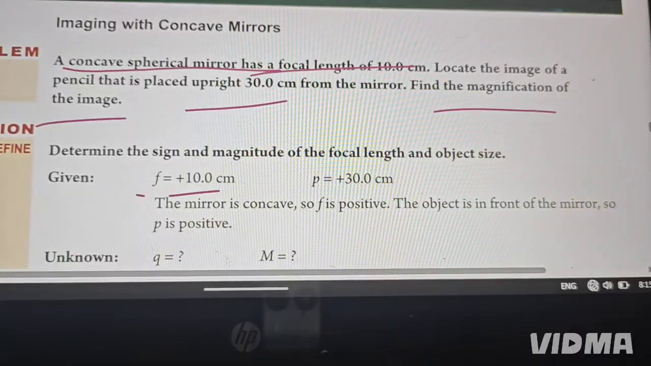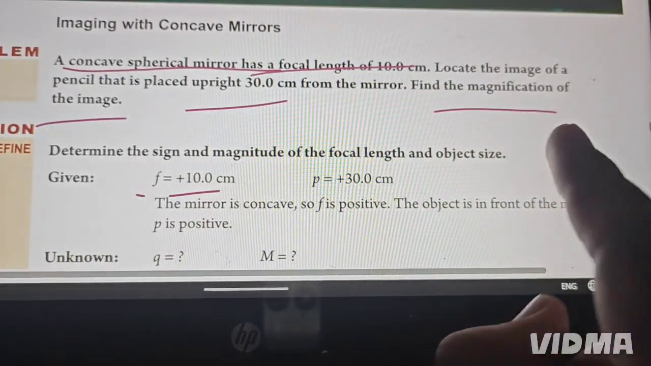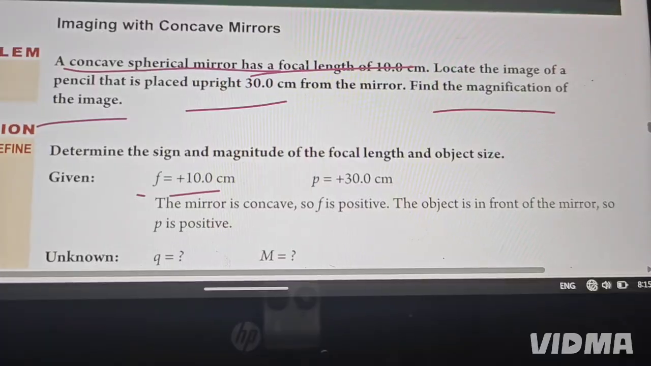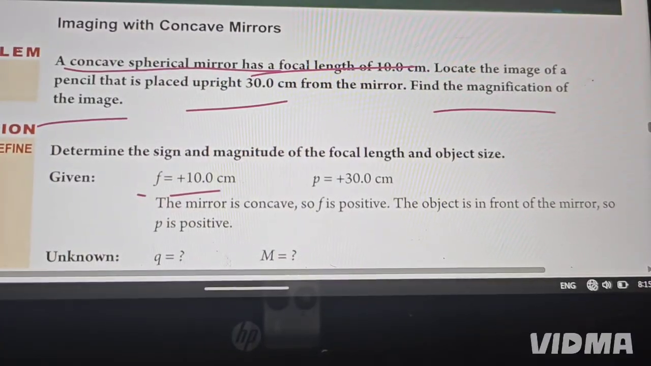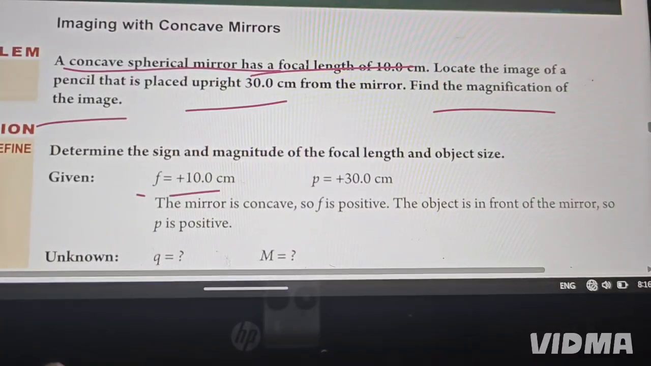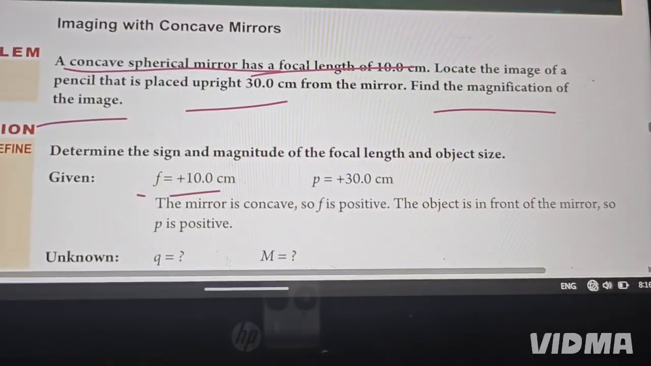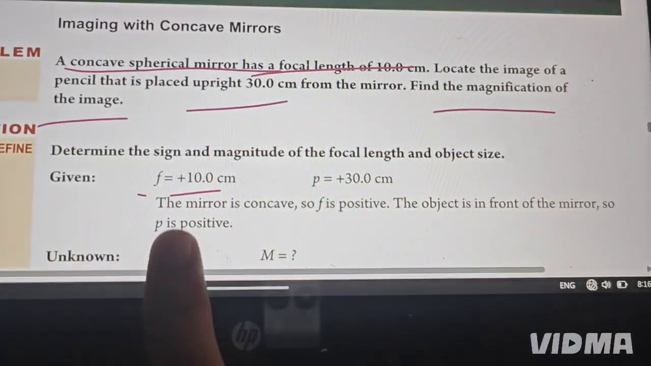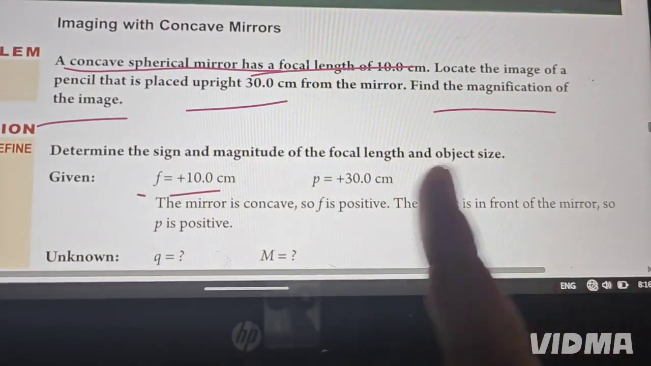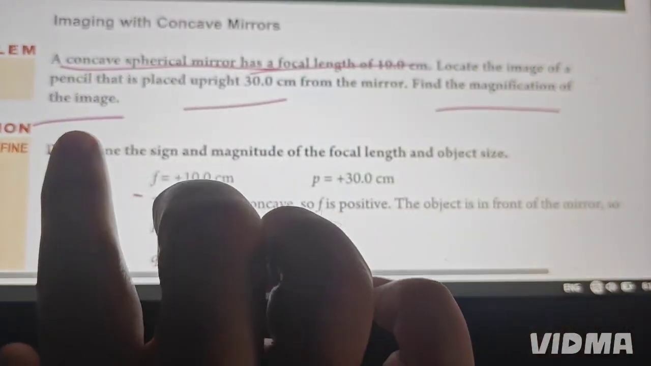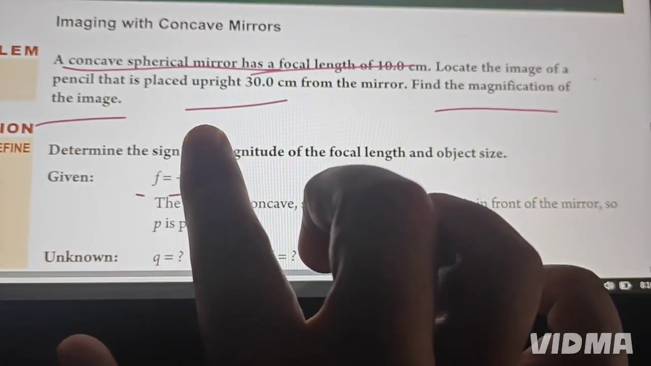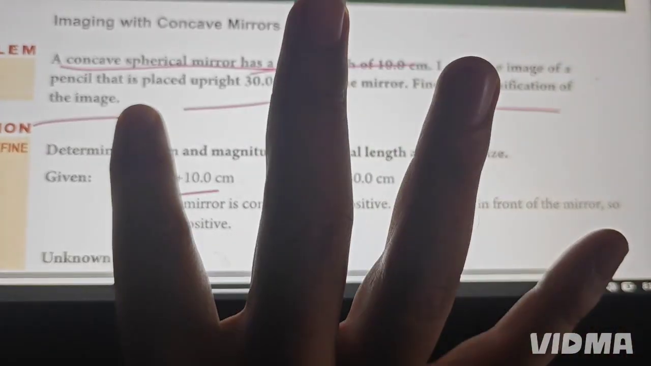In here, first you have to determine the size and magnitude of the focal length and object distance. In a concave spherical mirror, the focal length is 10, f is 10, and we locate the image of the pencil. The pencil is placed upright 30 centimeter from the mirror, and this is the object distance.